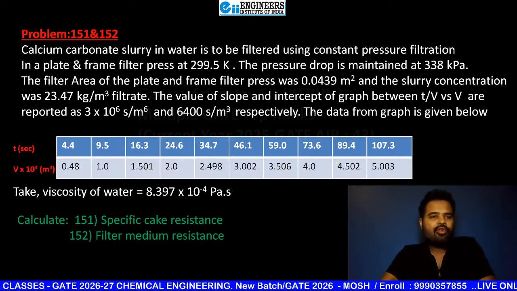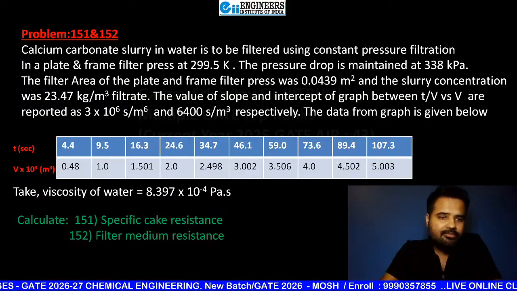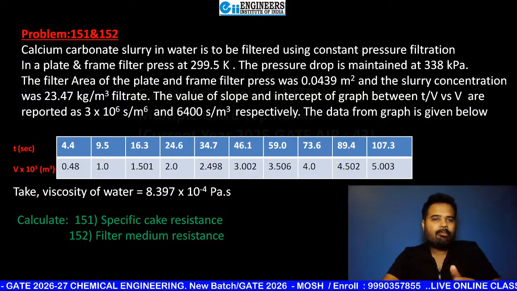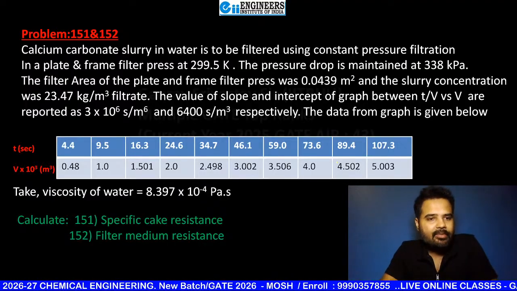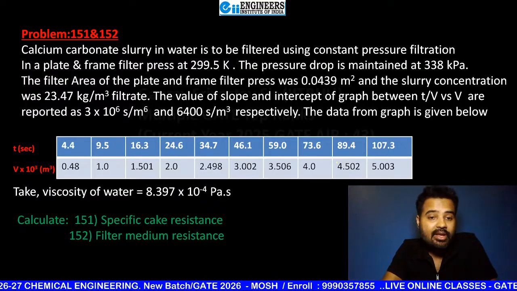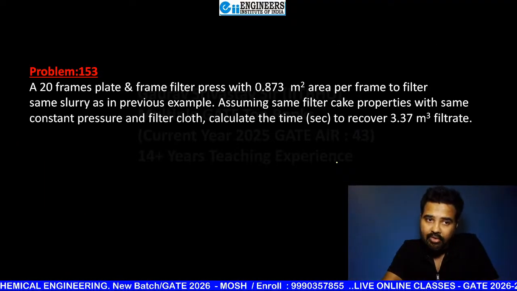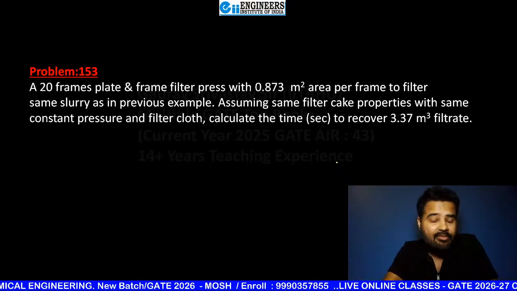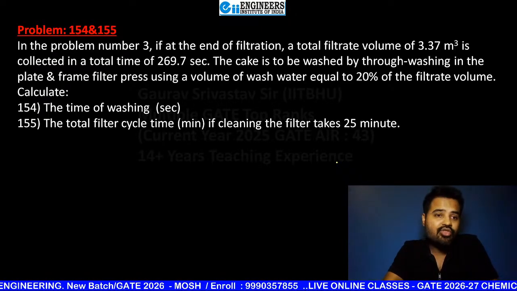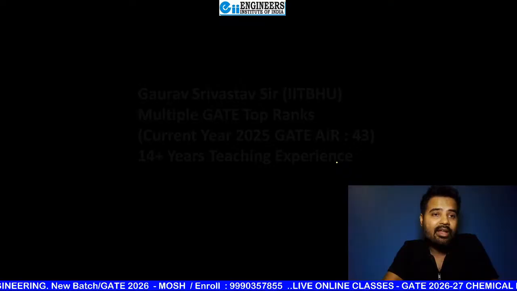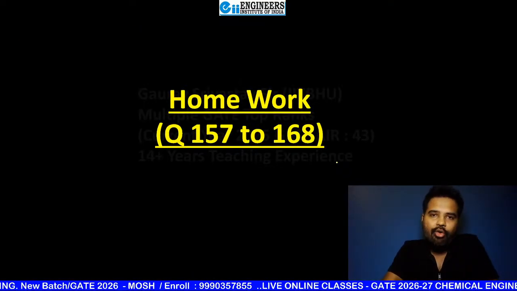So now a few beautiful numericals here, beta. This beautiful numerical I made for you. Complete fundamental, you will see a very rich question I made, because in this same question you will see specific cake resistance, filter medium resistance. Then if you are making a 20 frame filter press, what will happen if further increasing, time of washing, total filter cycle time, and then followed by this PYQ, and then homework questions.